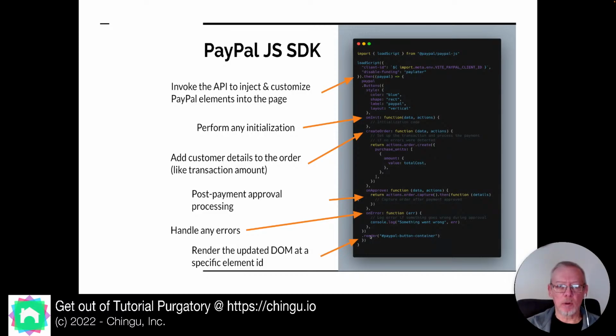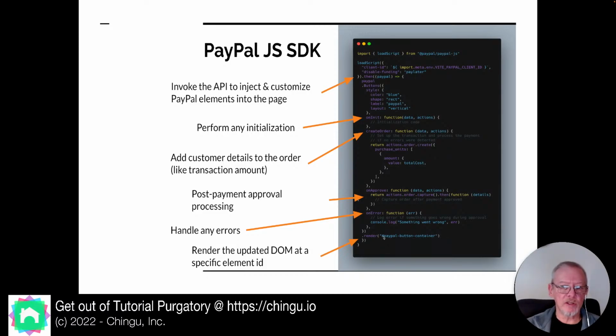And the final part of this really isn't a function per se. Well, I guess it is actually, but you use the render to specify the ID of a DOM element where you will allow PayPal to inject its buttons and forms into your web page. So I'll show you in just a minute what this looks like in your HTML and in your JavaScript.